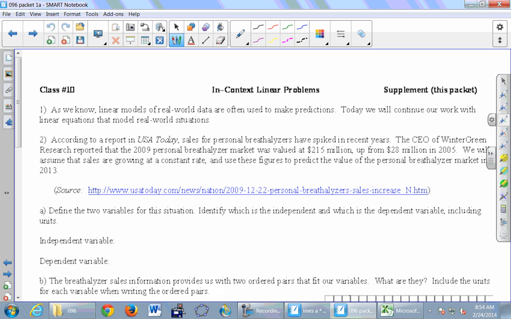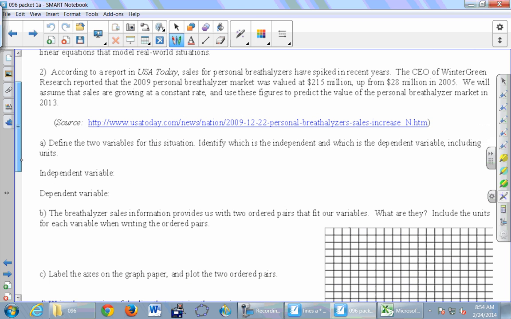Okay, so here's a real standard kind of problem that we'll be able to work through. Essentially, we just have to take all of the information given to us and break it down into data that we can handle. Essentially, just ordered pairs, 2 points. So first, we're going to do part A. It says define the two variables, identify which is independent and which is dependent, and we'll include units.